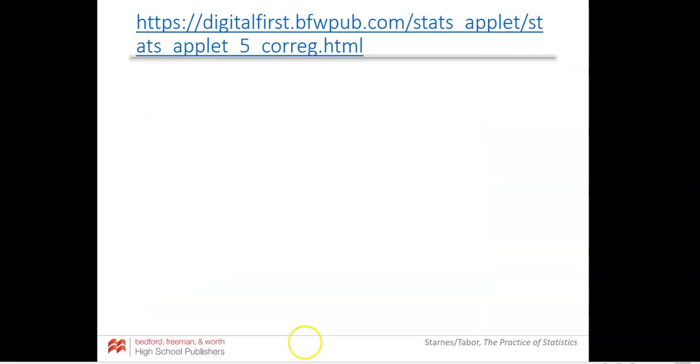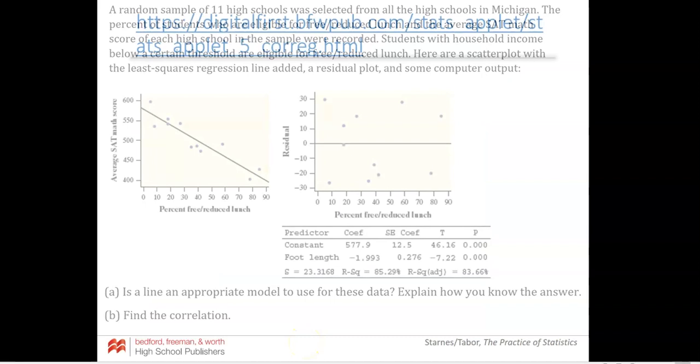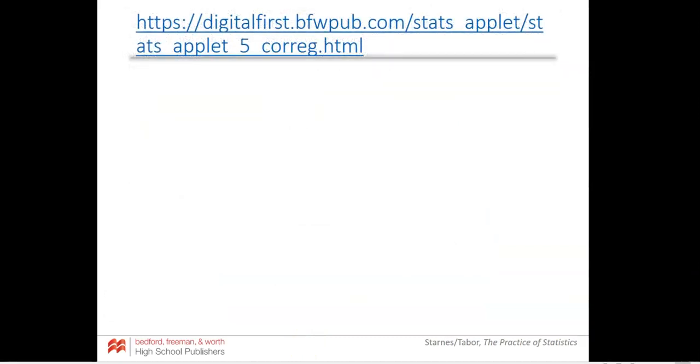If you want to play with that computer app there, you can go to that website and try some different things.